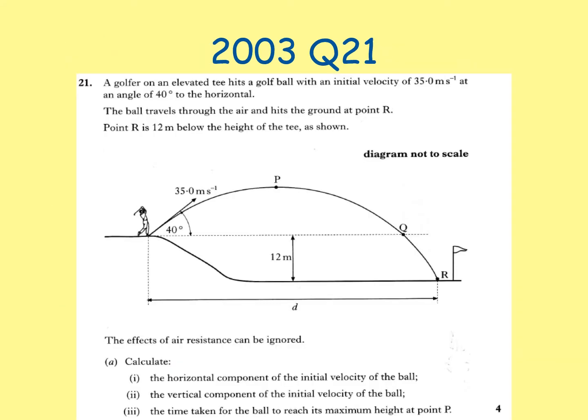A golfer on an elevated tee hits a golf ball with an initial velocity of 35 meters per second at an angle of 40 degrees to the horizontal. The ball travels through the air and hits the ground at point R. Point R is 12 meters below the height of the tee, as shown. The effects of air resistance can be ignored. Calculate the horizontal component of the initial velocity of the ball, the vertical component of the initial velocity of the ball, and the time taken for the ball to reach its maximum height at point P.